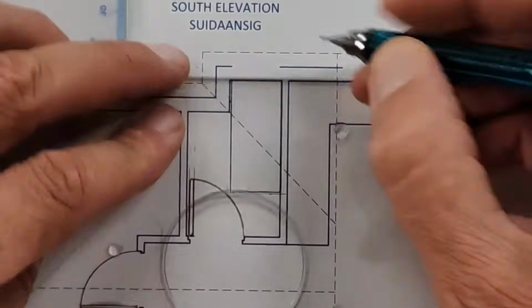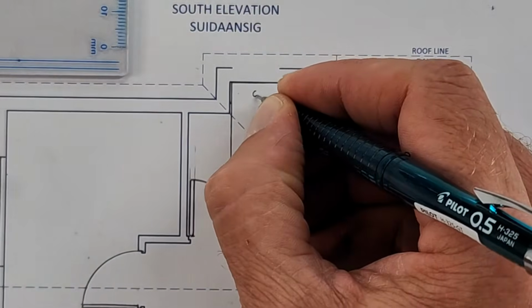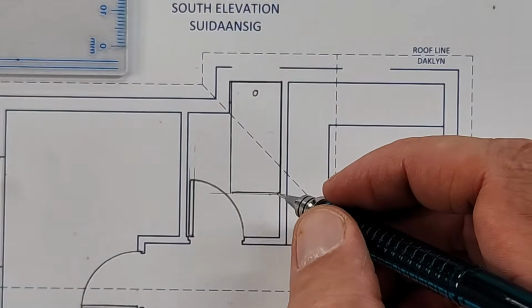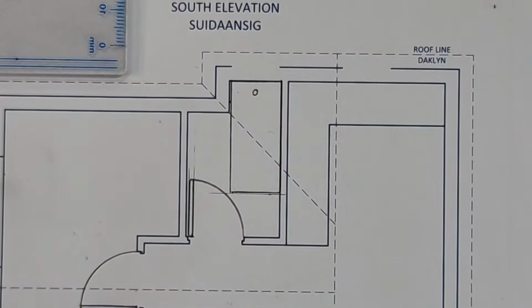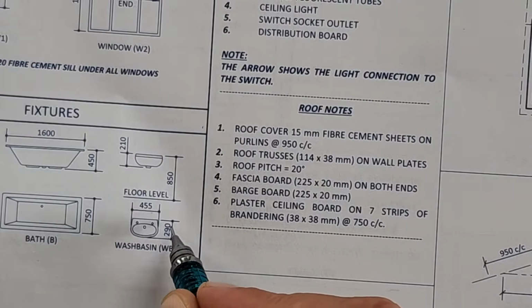Okay, there we go. And it gets a little circle. Okay, and then our wash basin is in this corner here, that size, again using 450 by 290.